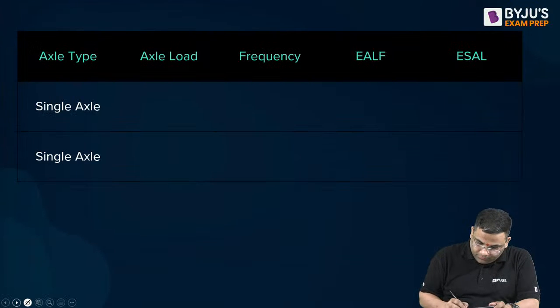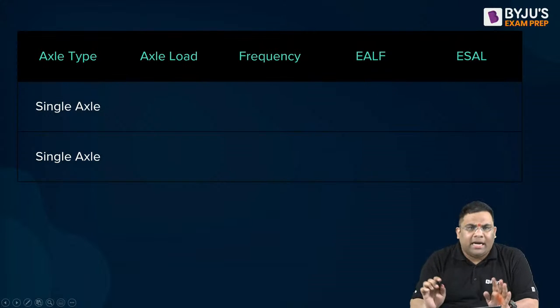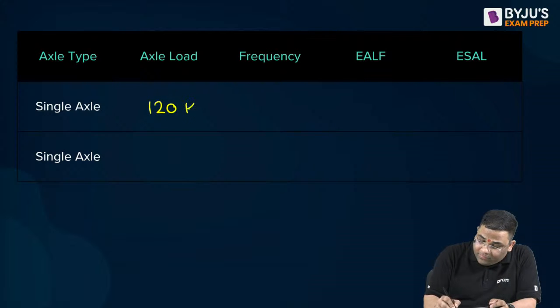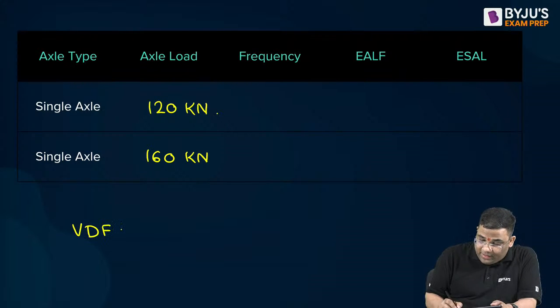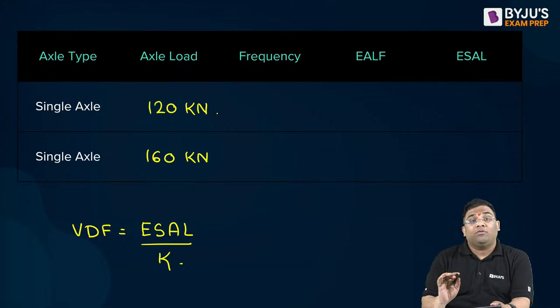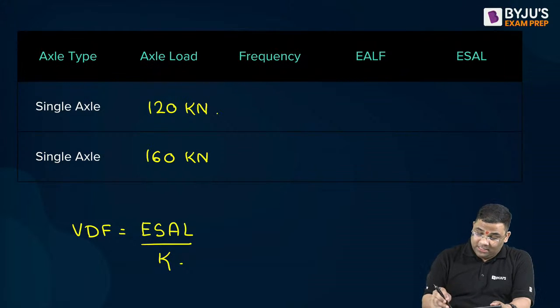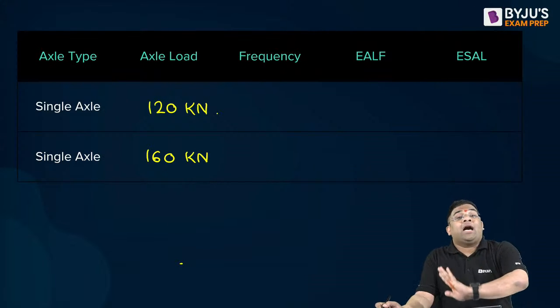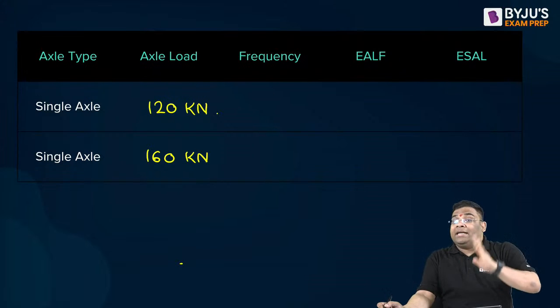Suppose we have some single axle load data. Suppose we have some single axles and the axle loads are 120 kilonewton and 160 kilonewton. First of all, we saw that the vehicle damage factor is the equivalent standard axle load divided by the number of vehicles surveyed. So it's very important that we first understand how to find the equivalent standard axle load. Let us in this question first find it out. They also ask you to find the equivalent standard axle load in the examination.